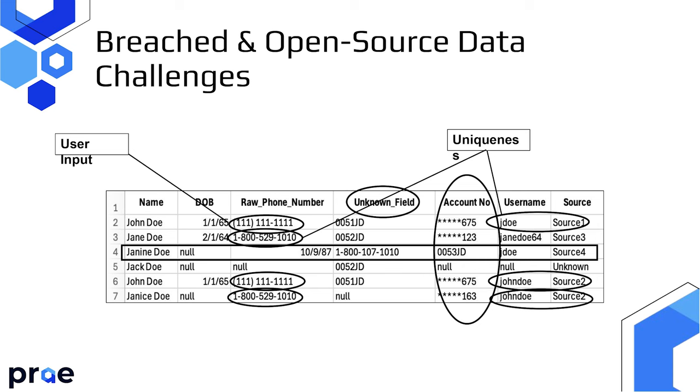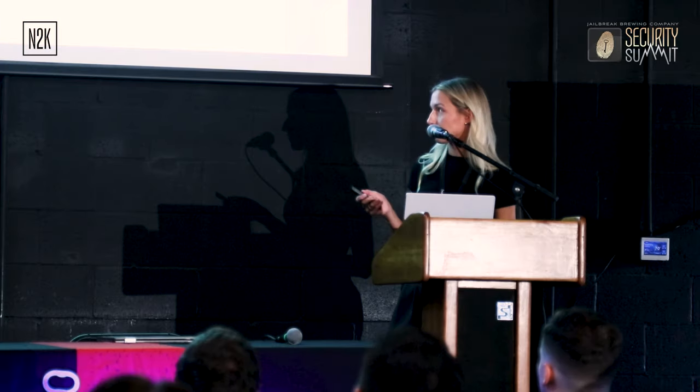And then data uniqueness. So think about emails, phone numbers, account names. These are identities or identifiers that can be owned and disowned at will over time. So you might see entities sharing the same phone number. You might see, you know, John Doe in row 2 and row 6 having two different usernames across two different sources. There's conflicting information here. How do we resolve all this down, and how do we deconflict?